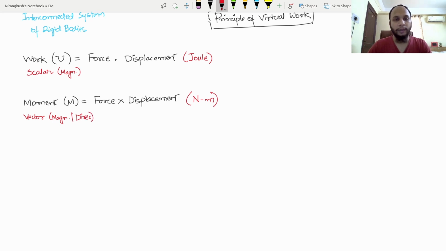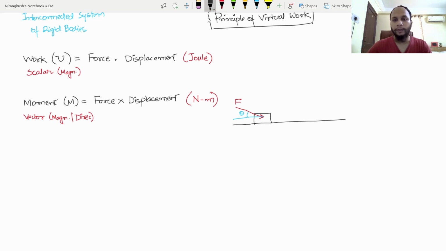Okay, so if you remember moment, you might remember we were very much worried about finding the perpendicular distance, right? But in work, we will try to make the displacement parallel to the force or the force parallel to the displacement. Let me show you an example to make it clear. Let's say there is a body and this is a solid ground and there is a force acting like this on this body, say F, and that force is acting at an angle of theta with the horizontal.